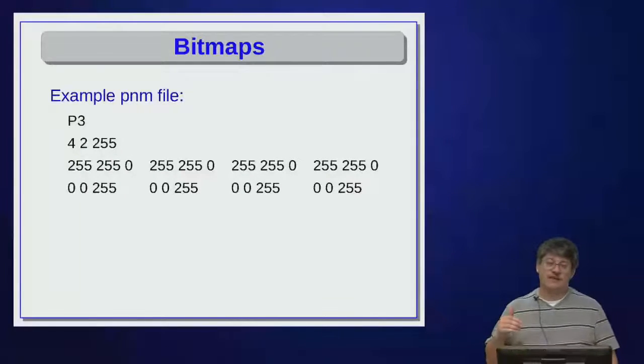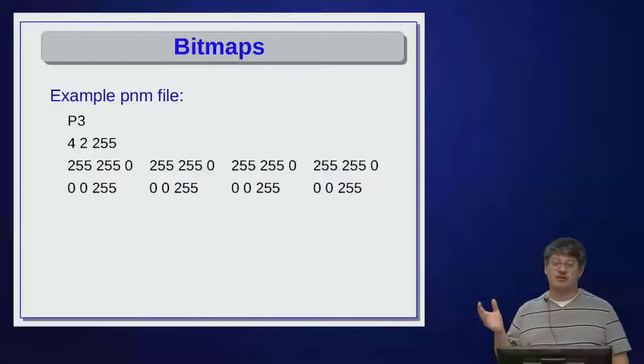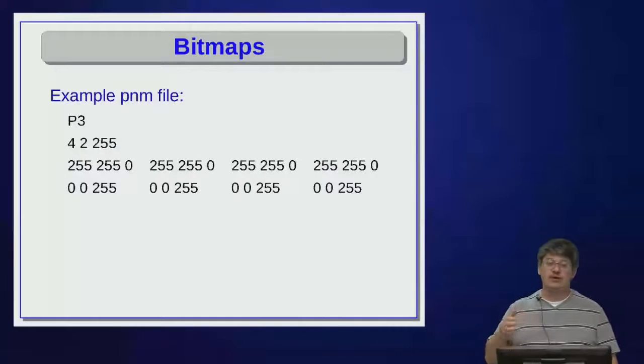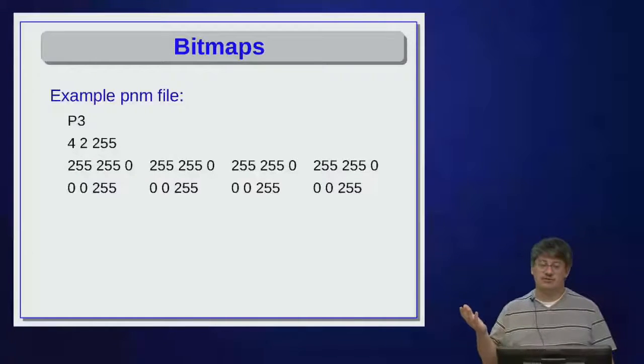The second line of the file says 4 2 255. The 4 and the 2 are the width and the height, and the 255 is the maximum color value. So we're going to have red, green, blue values, RGB values, and the amount of red, the amount of green, and the amount of blue will be expressed as a number between 0 and 255 inclusive.